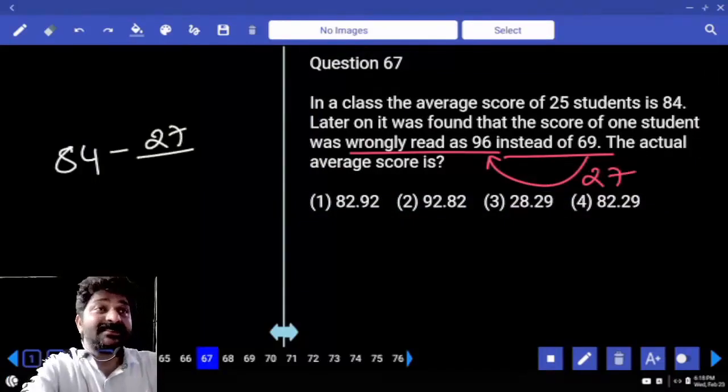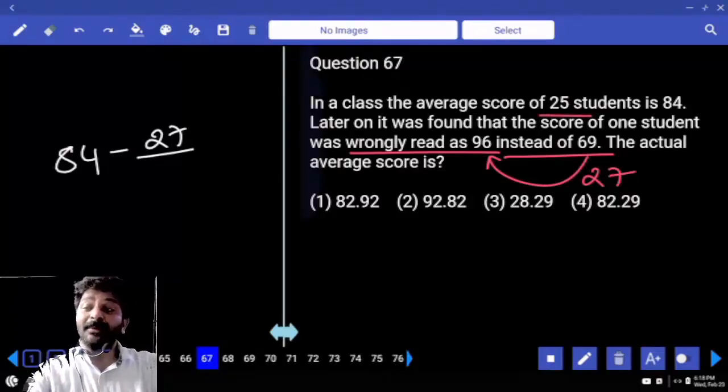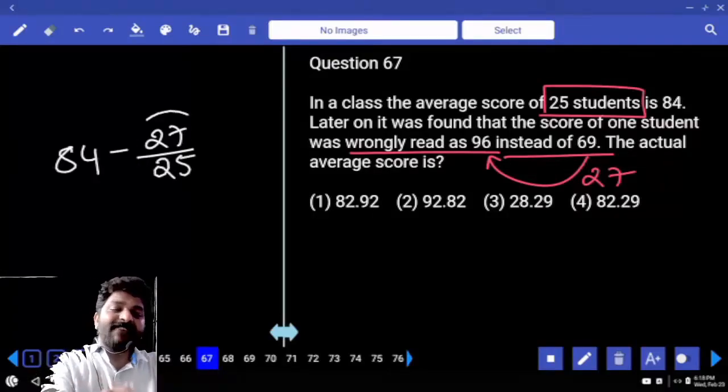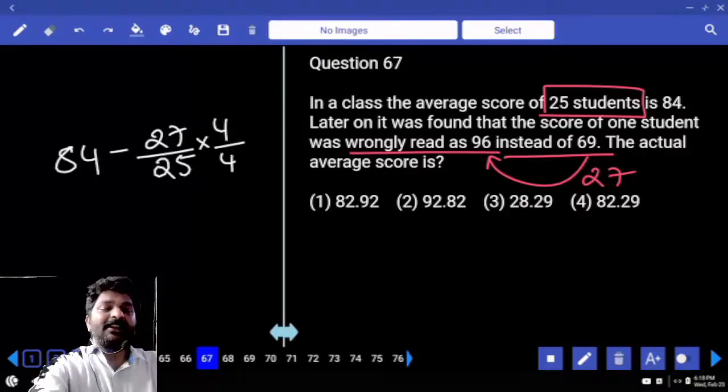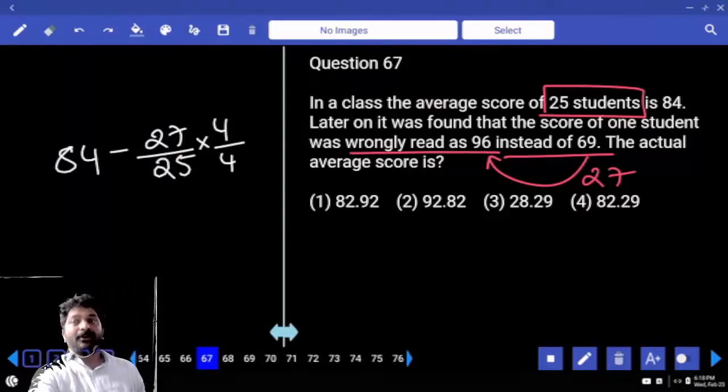But directly we cannot subtract 27 because 84 is average. From the average we can subtract average. Correct? So 27 in marks should be converted to average. Average for how many students? 25 students. So to convert it, we have to divide the number by 25. Clear? So instead of calculating this value, I'll multiply both numerator and denominator by 4, because in the denominator, after multiplying it by 4, you'll get 100. If the denominator is either 10 or 100 or 1000, it becomes easy for simplification.